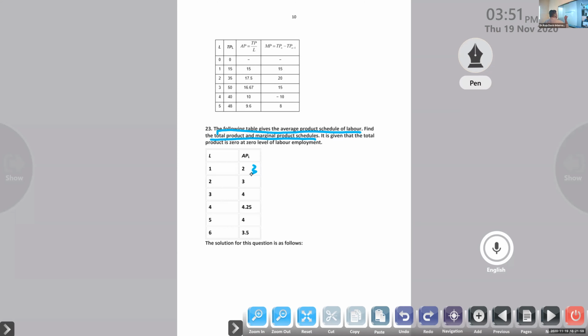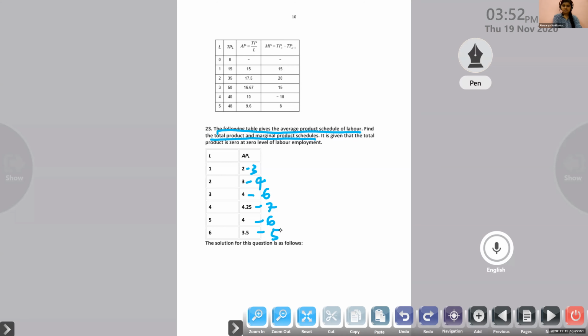So labor is one only. APL is changed to 3. For labor 2, it is changed to 4. For labor 3, it is changed to 6. For labor 4, it is changed to 7. For labor 5, it is 6, and for labor 6, it is 5. So the values are 7, 6, 5. Make a change in the question: 2 to 3, 3 to 4, 4 to 6, 4.25 to 7, 4 to 6, 3.5 to 5. Did you change it or not?